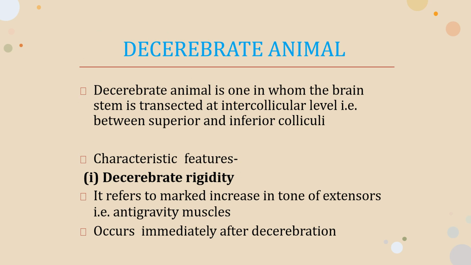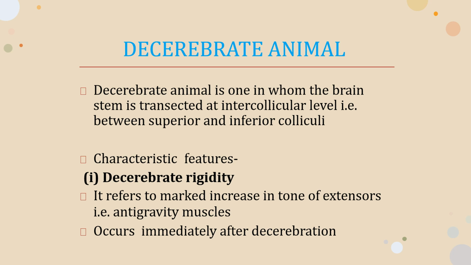Decerebrate animal is one in whom the brainstem is transected at intercollicular level, that is between the superior and inferior colliculi. We call it decerebrate rigidity because of loss of those righting reflexes. So this is a very important question. This will come as an essay.